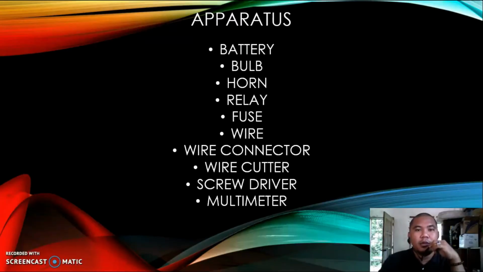My name is Muhammad Amir Bernan. Today I want to present my mini project for AEE, specifically the apparatus. In the mini project we use a battery, bulb, horn, relay, fuse, wire, wire connector, wire cutter, screwdriver, and multimeter.